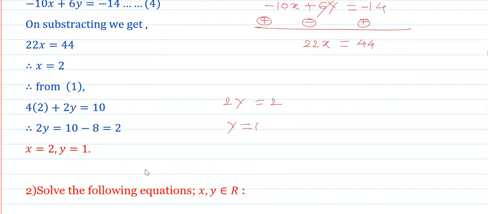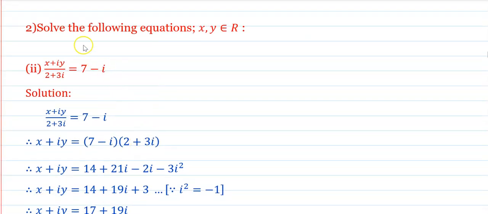Okay. Now the next. Again, solve the following for the x and y, where x, y belongs to set of real number. What is that? x plus iy upon 2 plus 3i is equals to 7 minus i. Now here the cross multiplication करणार इथे. x plus iy is equals to 7 minus i in first bracket into second bracket 2 plus 3i.